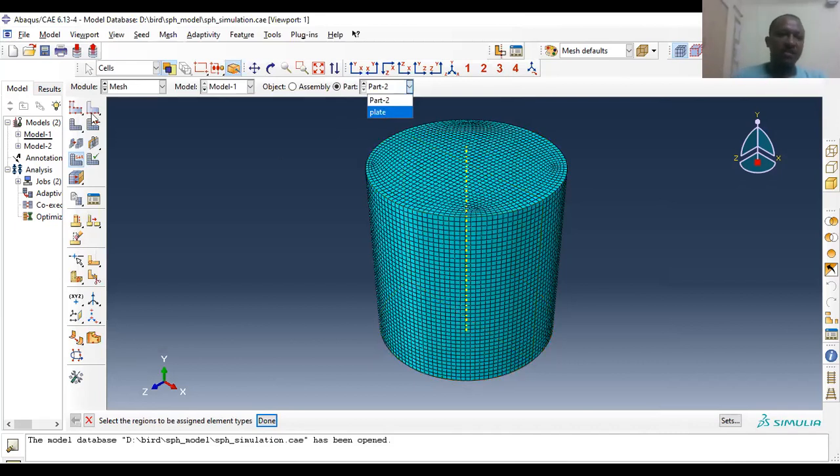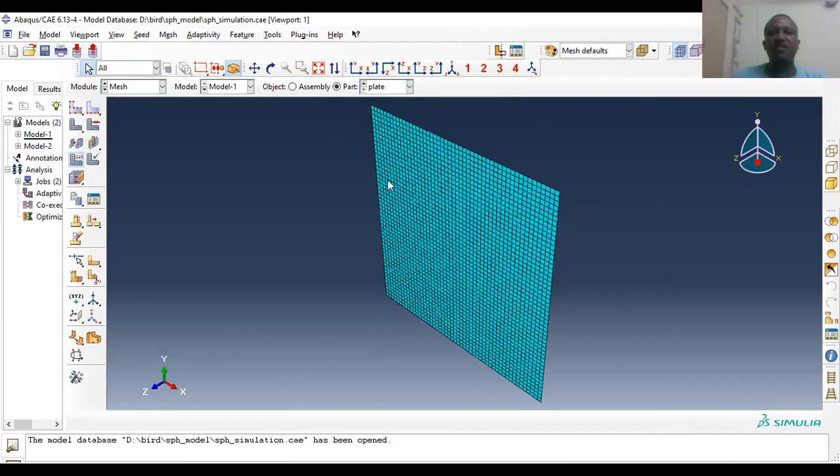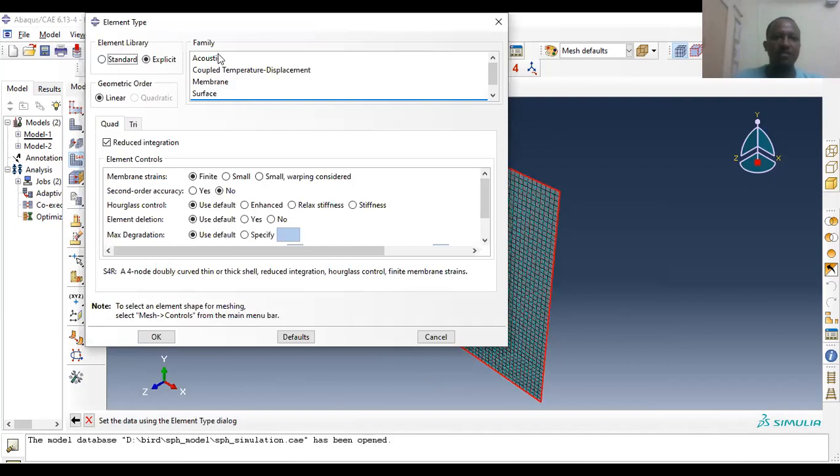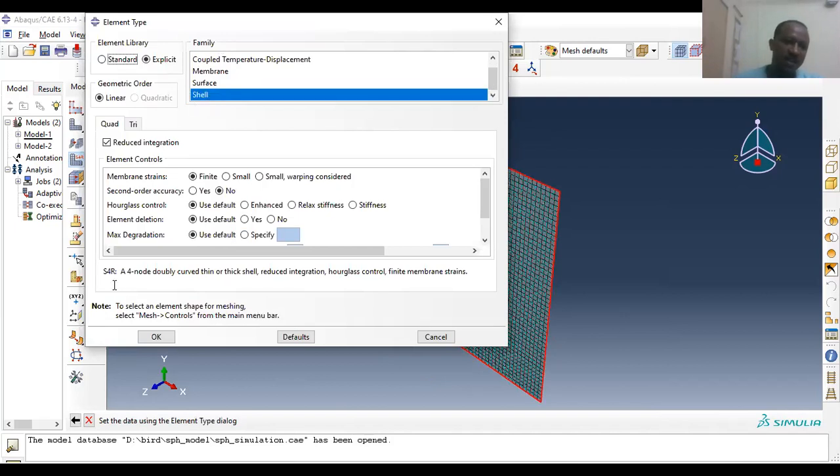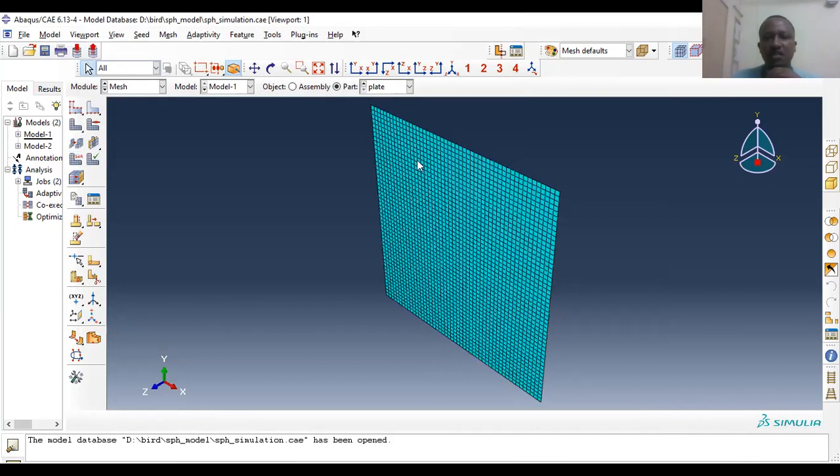And the plate is also appropriately assigned with material property. That is explicit, that is a shell element, S4R. That is a 4-noded doubly curved thin or thick shell, reduced integration, hourglass control, finite membrane strain selected. So this is the plate model.